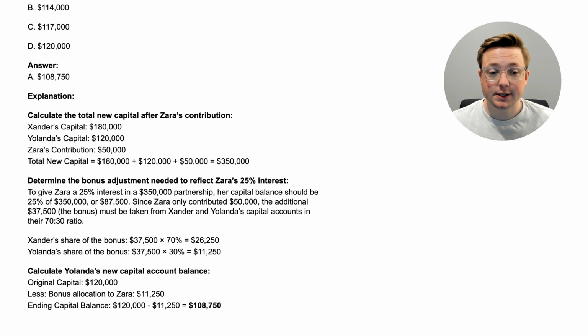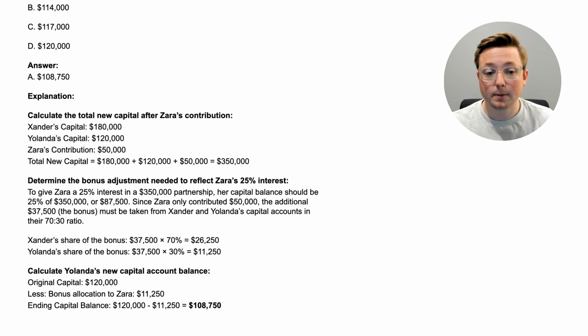All right, here we are at the answer. The answer is A, $108,750. That's how much Yolanda's capital account balance will be after all of this. So we will be going over the bonus method for adding a new partner to a partnership. So let's walk through it. At the beginning, you first have to figure out what the new total capital account balance is.